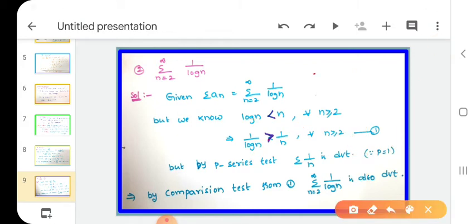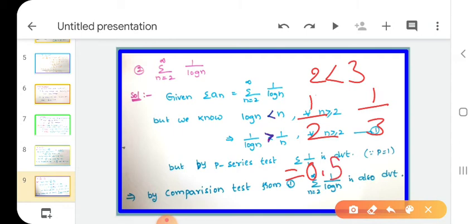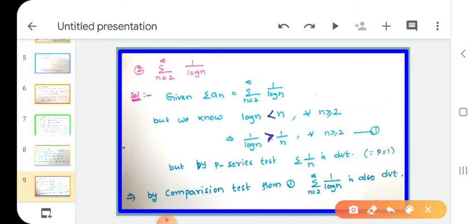Tell me, 2 less than 3. Okay, then what is the relation between 1 by 2 and 1 by 3? 1 by 2 means 0.5. 1 by 3 means 0.3. Sorry, 2 is less than 3, but 1 by 2 is greater than 1 by 3. 1 by 2 means 0.5, 1 by 3 means 0.3. 1 by 2 greater than 1 by 3. Similarly, log n less than n, but 1 by log n greater than 1 by n.